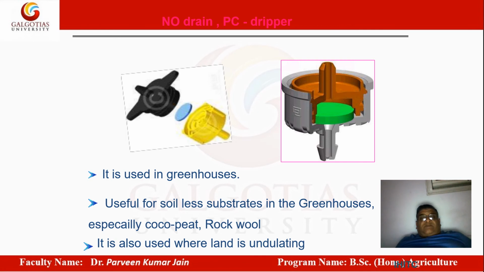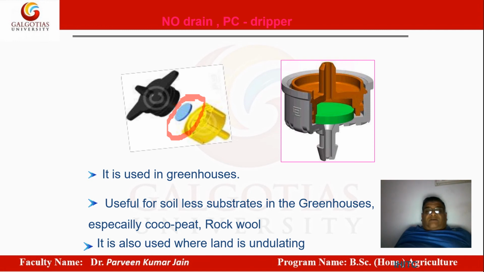Sometimes we use SCPC or no-drain PC drippers. In this case, what happens? There is a silicon valve here, and this is just like your LPD. These do not allow the water to come out of the dripper if the pressure has not reached the desired level. And secondly, if there is more pressure, then even then they maintain the flow as per their capacity.